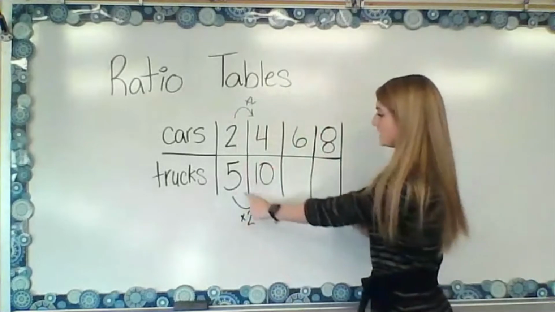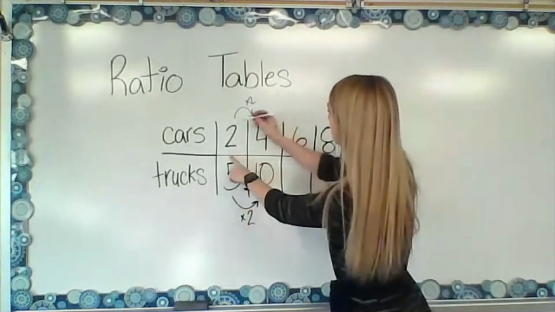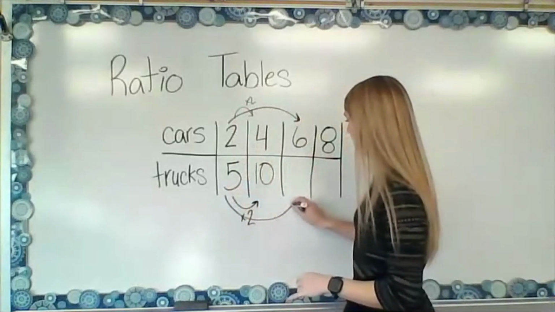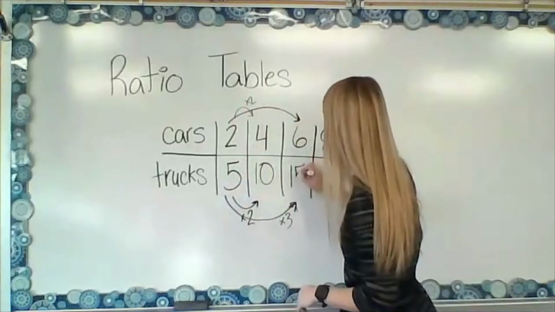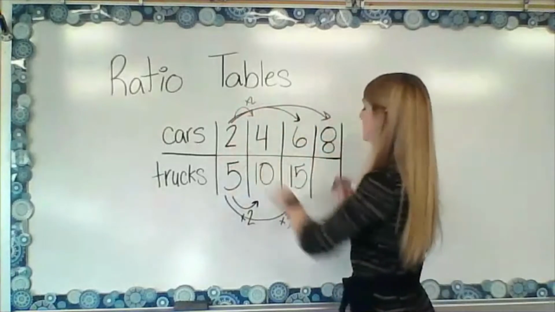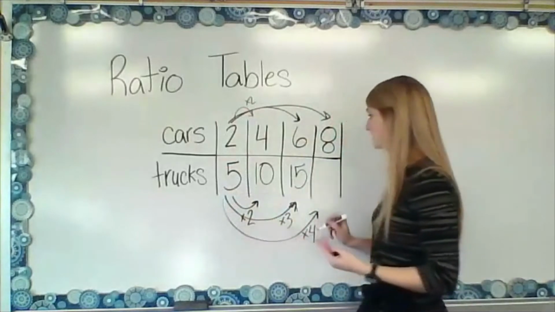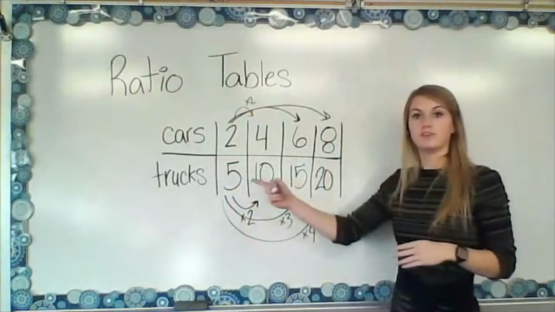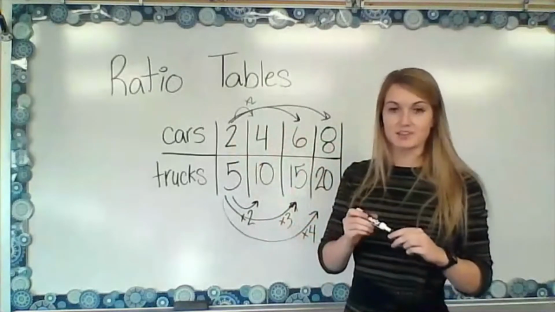Let's look at the bottom. Now, how am I going to get these? Let's look at the top because they're filled in. How do I go from 2 to 6? 2 times 3, so I'm going to times by 3 on the bottom. What's 5 times 3? 15. And again, I have the 8. How do I go from 2 to 8? Times 4. So what's 5 times 4? 20. And then my table's full. 5, 10, 15, 20. The table makes sense. All these ratios are going to be equivalent. That's another way to think about it.